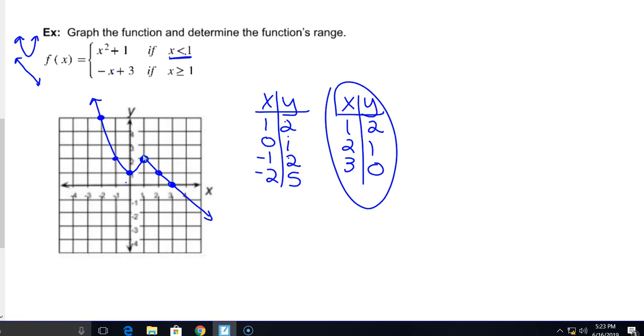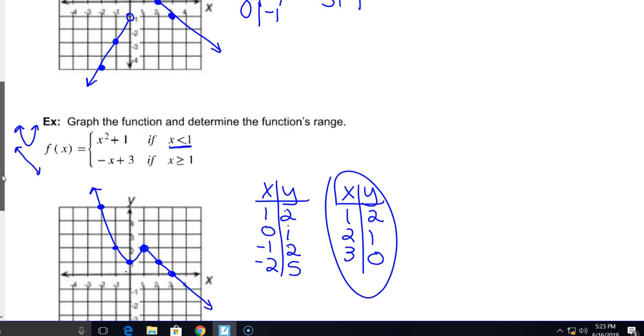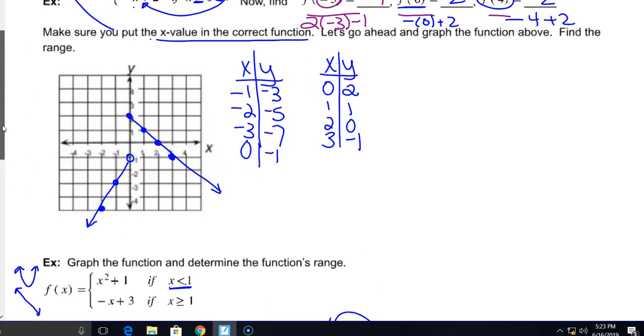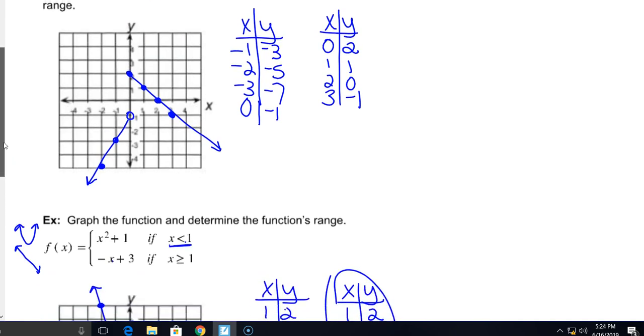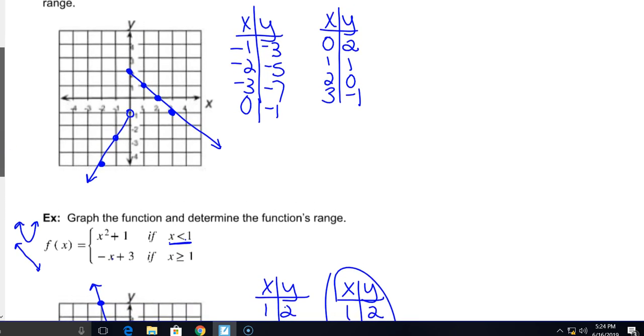Again, to the left of 1 is a parabola. To the right of positive 1 is that line. And that is the graph of our piecewise function. Oh, whoops, I forgot to state the range. Did I ask that on this other one? Let's go ahead and graph the function above and find the range. Oh, let's do the range on both of those, okay?